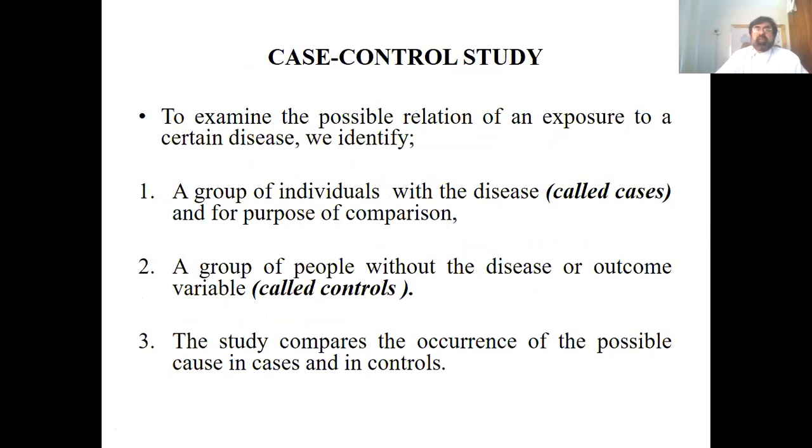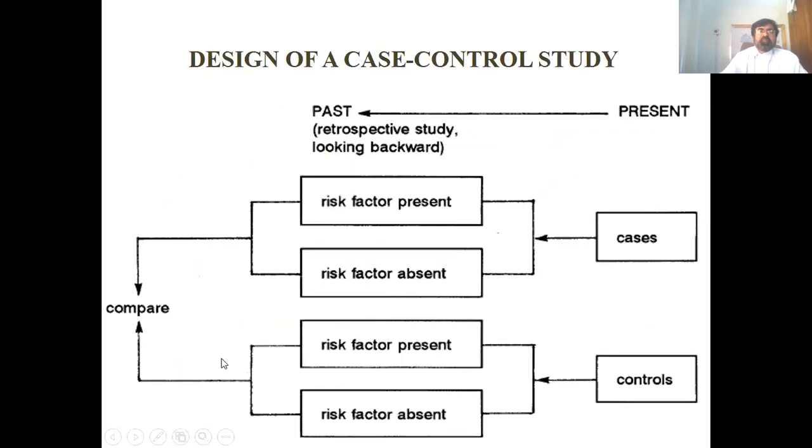To examine the possible relation of an exposure to a certain disease, we identify a group of individuals with the disease, called cases, and for the purpose of comparison, a group of people without the disease, called controls. The study compares the occurrence of possible causes in cases and in controls. And this is the direction of the study.